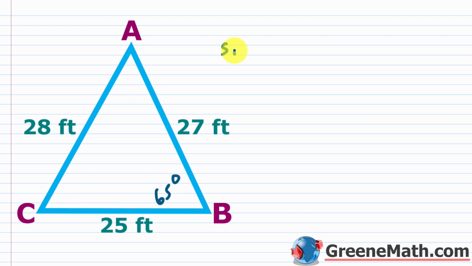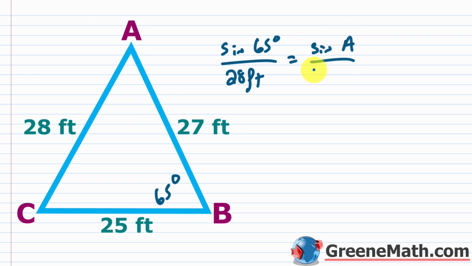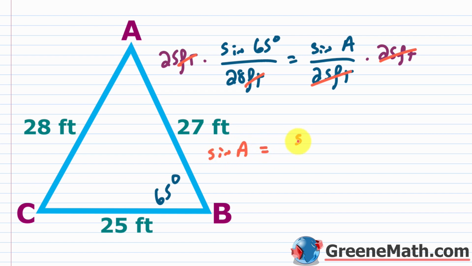So I'm going to say that the sine of this angle B, so let's just say this is 65 degrees, over the length of side B, so that's going to be 28 feet, is equal to the sine of my angle A over the length of side A, so that's 25 feet. I'm just going to multiply both sides by 25 feet. So this would cancel with this, and then feet would cancel. And so I'm just going to write that the sine of A is equal to the sine of 65 degrees times 25 over 28.